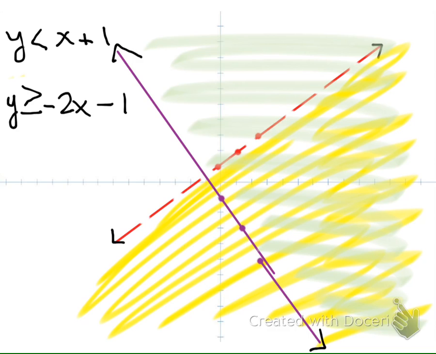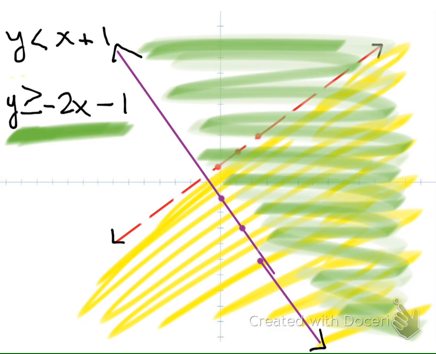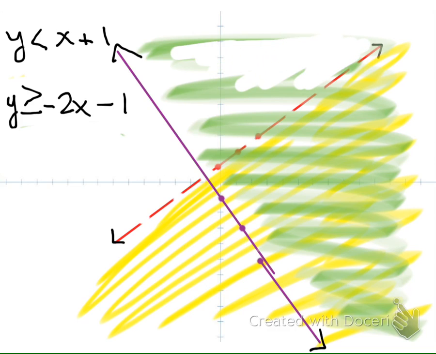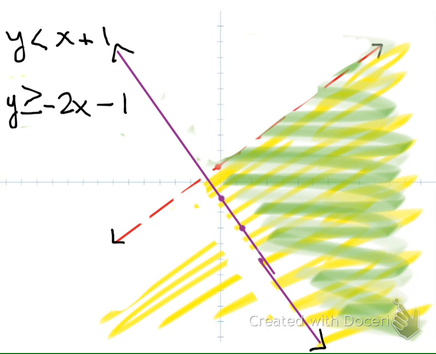Where's green? Let me make this a different color for you. Oh, okay, I see it. You see how it was greater than the line? So we have to shade above. Where do they overlap? So when you have a system, then you have to erase everything that is not part of the overlap. Your final answer is that. You're going to be shading and then erasing when you have a system.